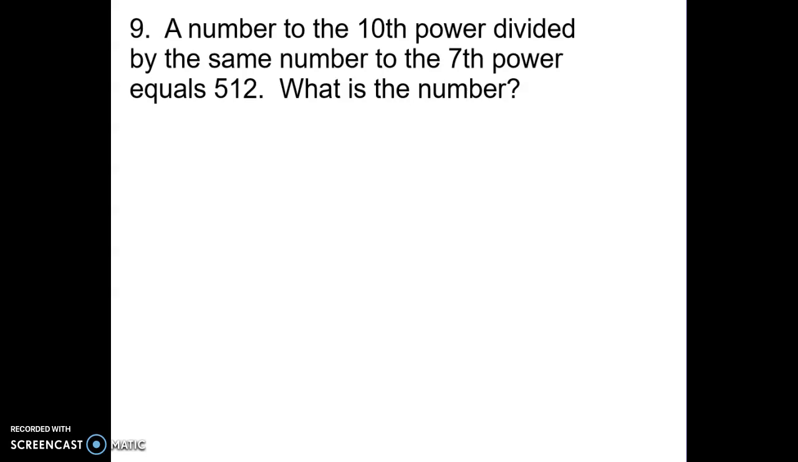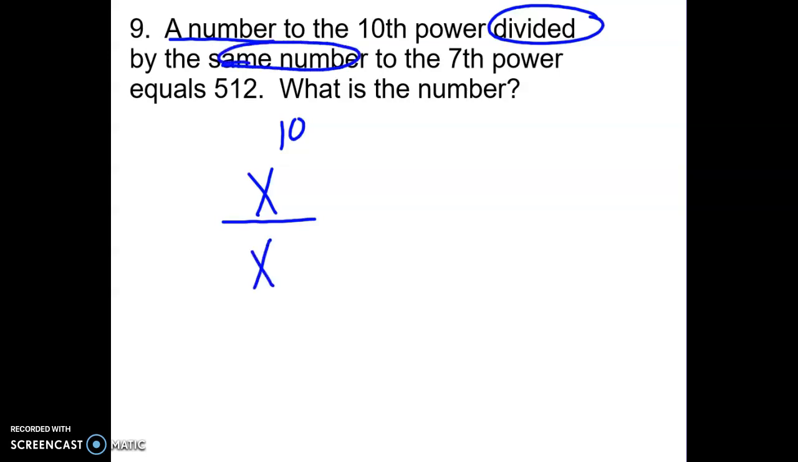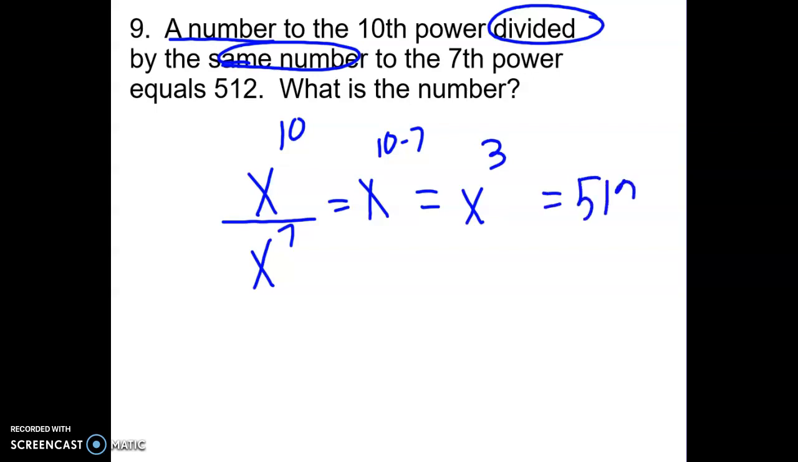All right, this says a number. And whenever we have a number, we're going to put in some kind of variable to stand for that. So a number to the 10th power is divided, so I'm going to write that as a fraction, divided by the same number. So this same number, we just called it x to the 7th power. So now I can just simplify this. So remember, we are going to subtract our exponents. So it's x to the 3rd. So now they're saying this has to equal 512.